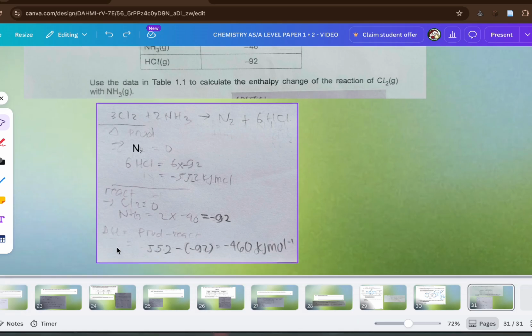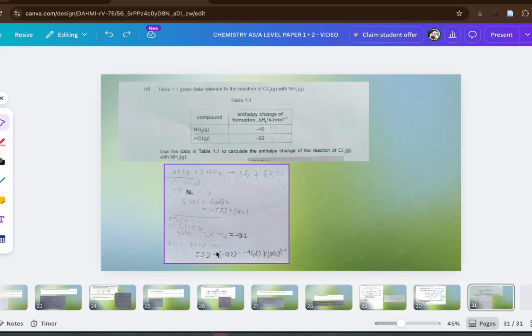Now we just have to calculate the enthalpy change of the reaction, which is products minus reactants: -552 minus -92, which results in -460. And that is our final answer.